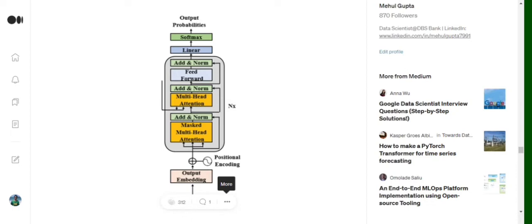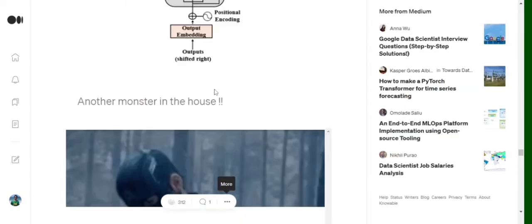Out of this, we already know what positional encoding is. We already know multi-head attention. Add normalization, feed forward, and add norm were similar in the encoder also. So we have already discussed them, and we will be skipping this part in this particular video.